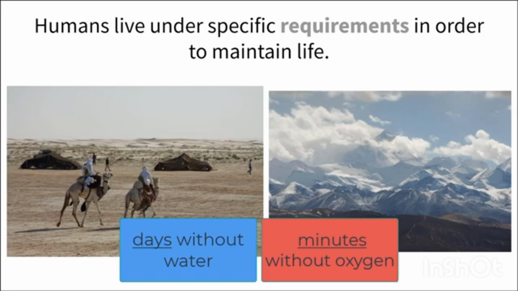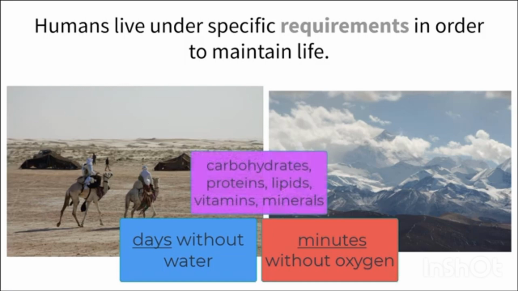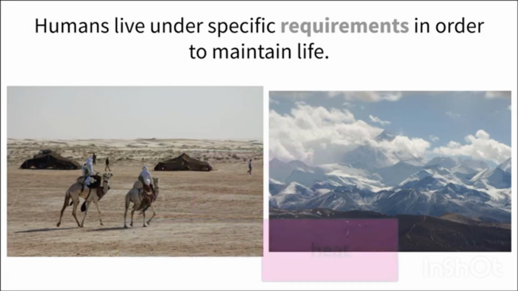Staying on that smaller scale, we can see the many other electrolytes and molecules that we need, like carbohydrates, proteins, lipids, vitamins, and minerals. These components play an important role in maintaining cell health and function and allow for different tissues and systems in the body to work together. A few other important external factors to consider are heat and pressure.